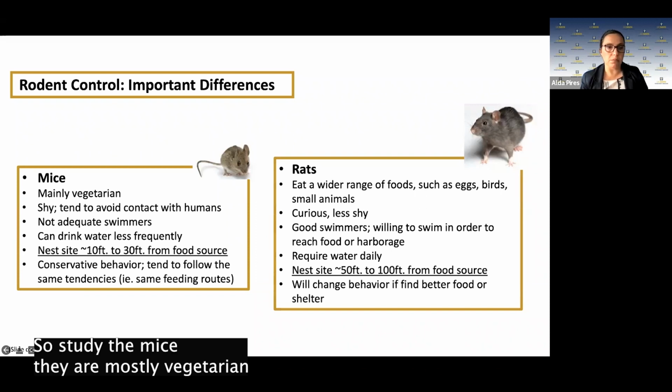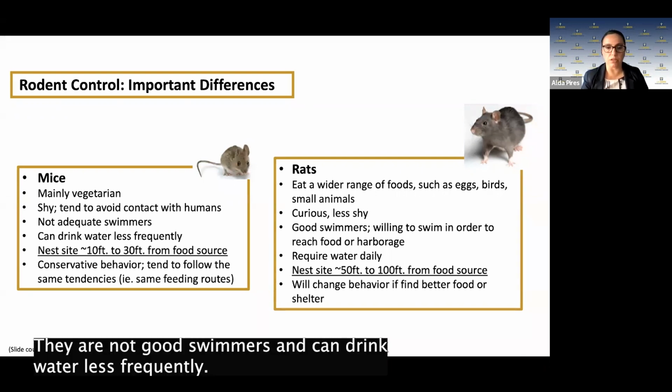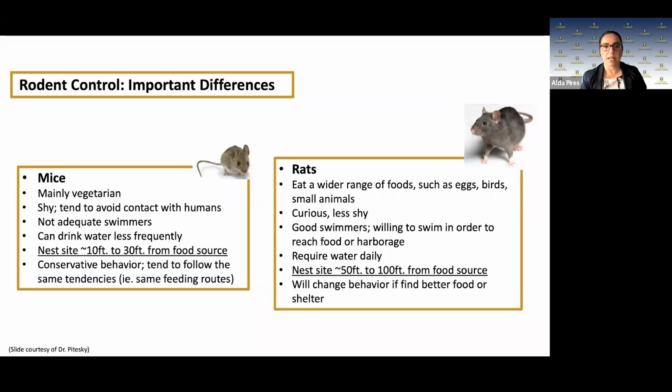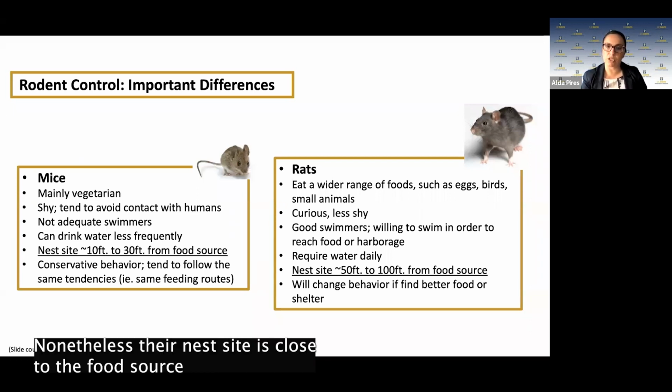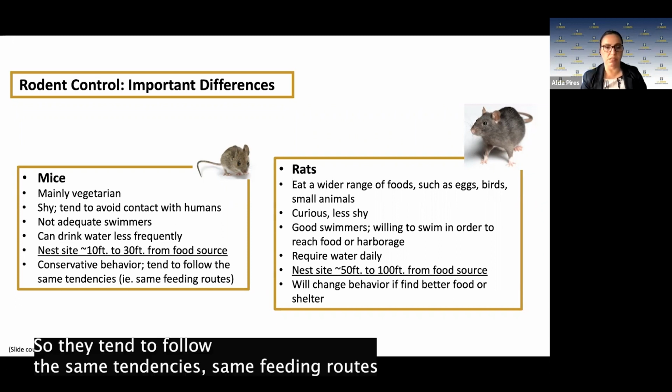So start with mice. They are mostly vegetarian. They are shy and tend to avoid contact with humans. They're not good swimmers and can drink water less frequently. Normally, their nest site is close to the food source, between 10 and 30 feet, and they have conservative behavior, so they tend to follow the same feeding routes.